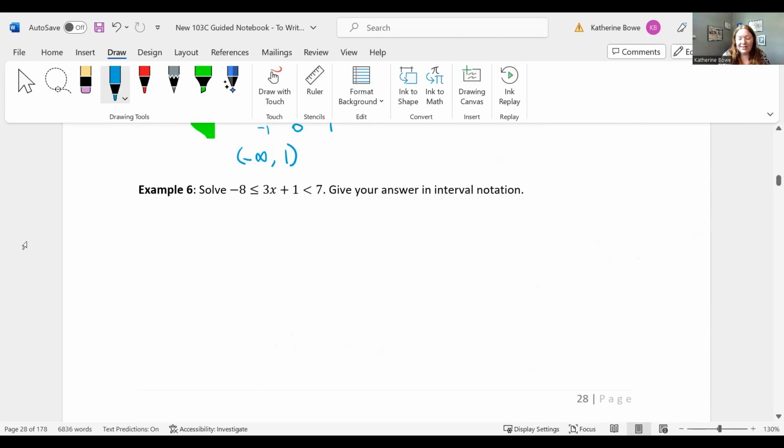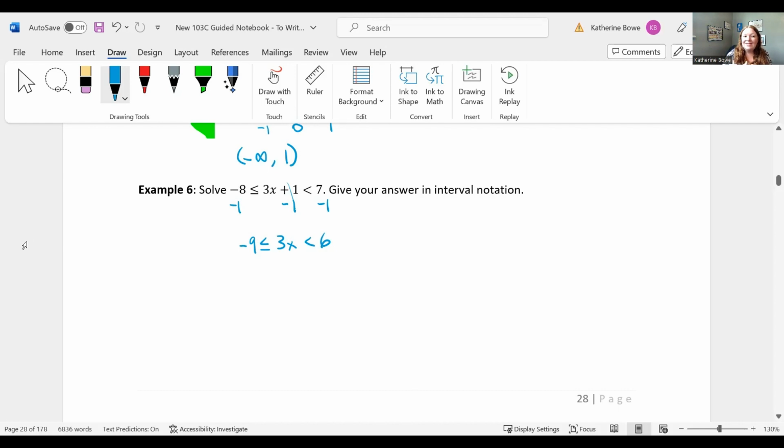And so I want to get that x term by itself. So I need to get rid of the +1. It's currently added, so I subtract. I subtract it from all 3 sides of the inequality. So here in the middle, the ones cancel and I have 3x. On the left, I have -8 minus 1, which is -9. And on the right, I have 7 minus 1, which is 6.